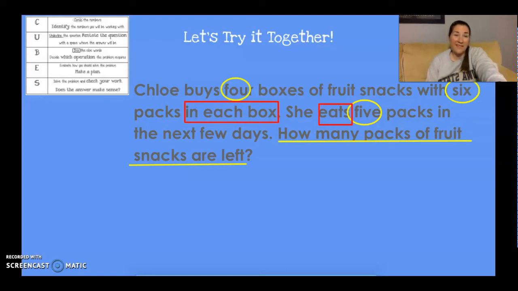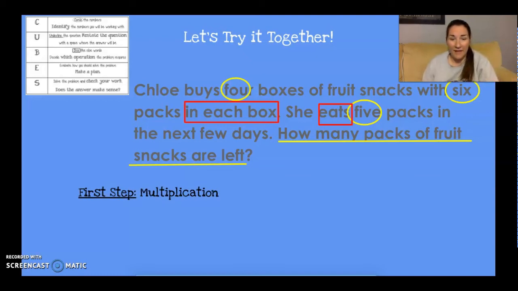So looking through this, think about what step you would take first in order to solve how many packs are left. Well, first I need to figure out how many packs Chloe had to start with, right? She had 4 boxes with 6 packs in each box. So in each box, there's 6 packs, and she has 4 of those boxes. I'm going to have to do some multiplication. So 4 times 6 is 24.